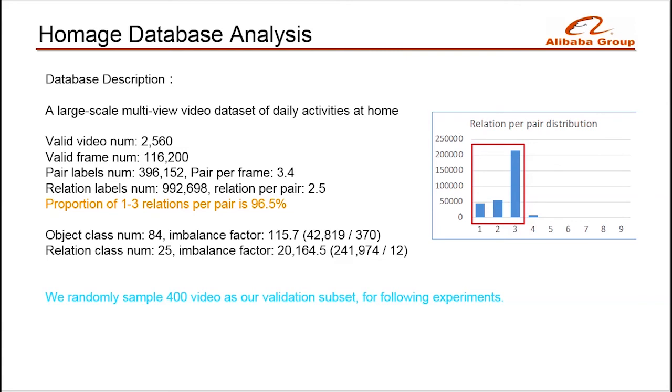In this slide, we analyzed the HOMAGE dataset in detail. It has more than 2,000 videos and more than 100,000 valid frames. Each frame has 3.4 human object pairs on average, and each pair has 2.5 relations on average. Specifically, the proportion of 1-3 relations per pair is over 96.5%. That means we can ignore the case of more than 4 relations per pair in our relation combination module. By the way, the object class and the relation class both have significant long-tail distributions, and this can be a point to promote the performance. Finally, we randomly select 400 videos as our validation subset for the following experiments.